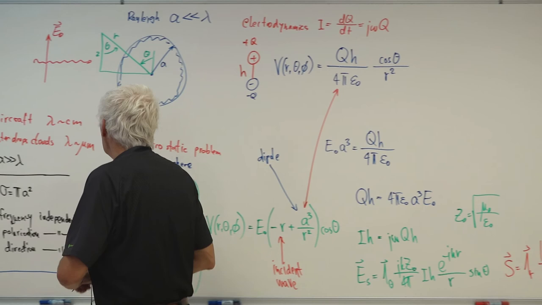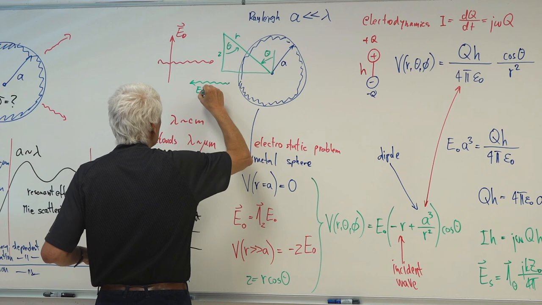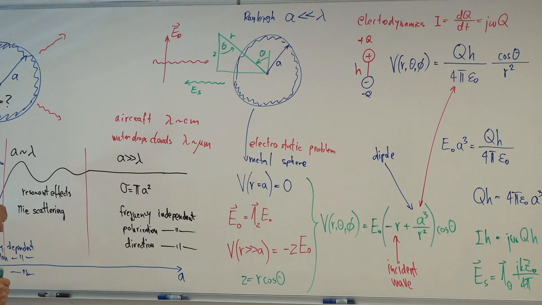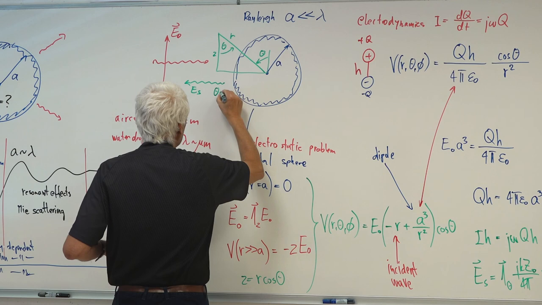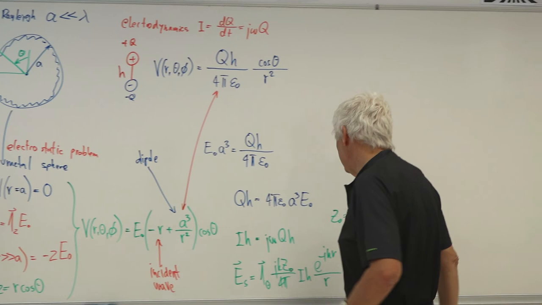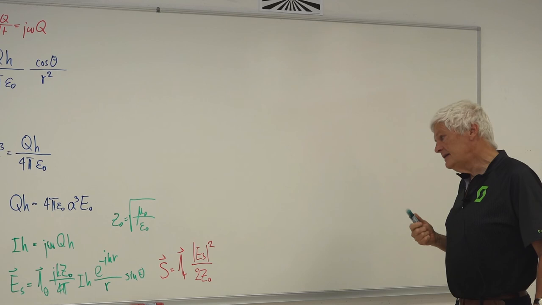If we're interested now just in the E scattered in the direction of our transmitter, this scattered field is now at theta equal to pi half. Theta equal to pi half, so this sine theta is simply equal to 1. But this is not true for all directions.